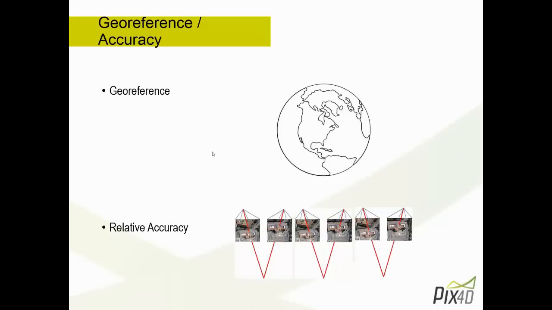Now, why would we actually use ground control points? Why would we add ground control points to a project? I would say there are mostly two reasons for it. Reason number one is about providing a good georeferencing to your project. And reason number two is about improving the relative accuracy of your project. So let's first talk about reason number one, georeference.